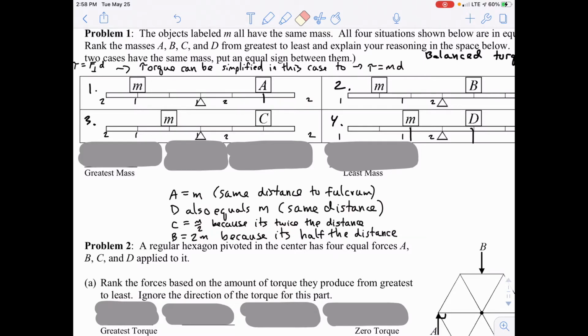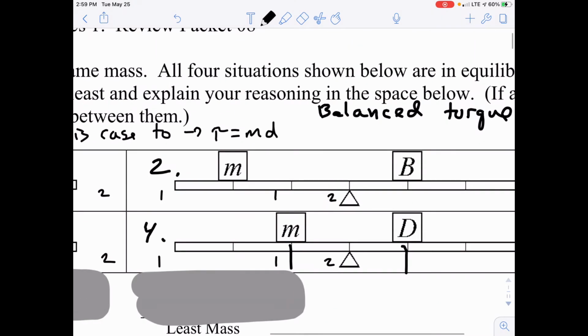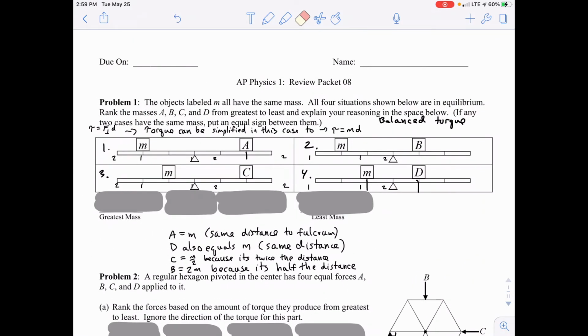And then B is going to be 2M because B is half the distance. So it's 1 unit of distance versus 2 units of distance. Half the distance means block B would be twice the mass. Thus, block B is the largest, followed by blocks A and D being equal in mass, followed by block C.